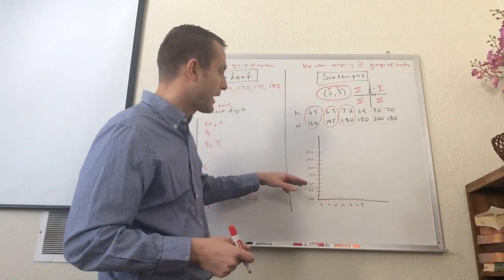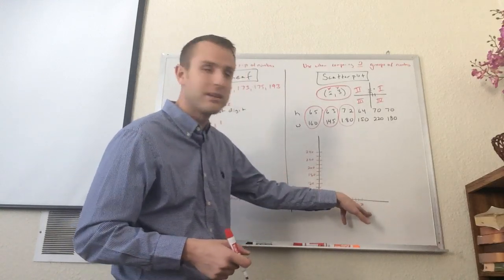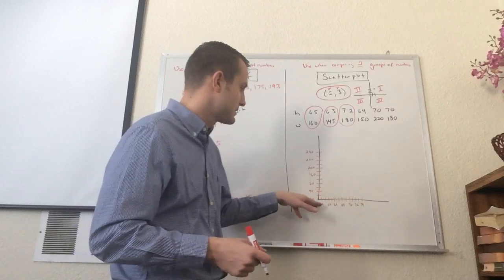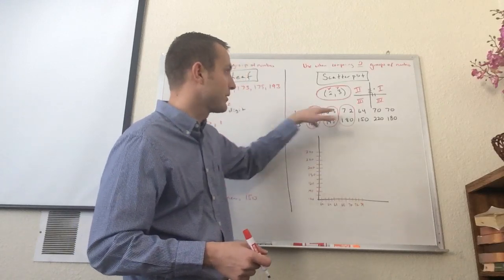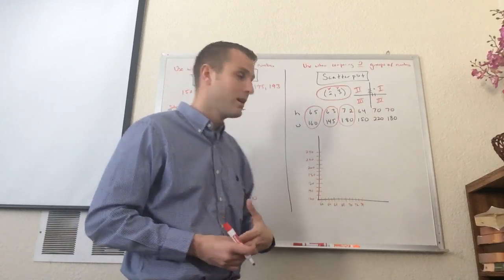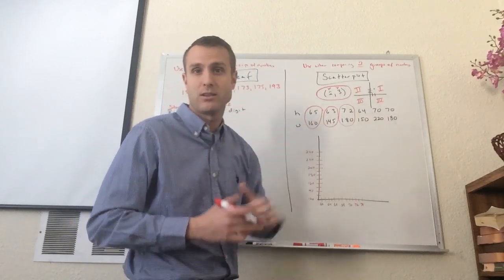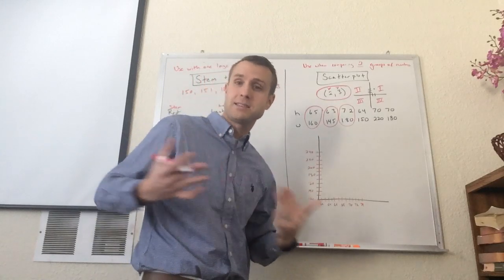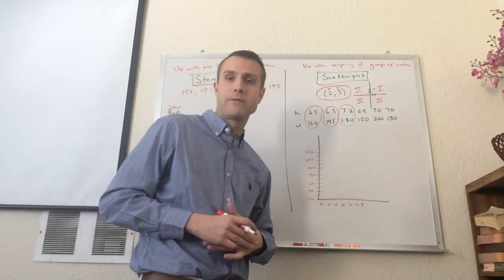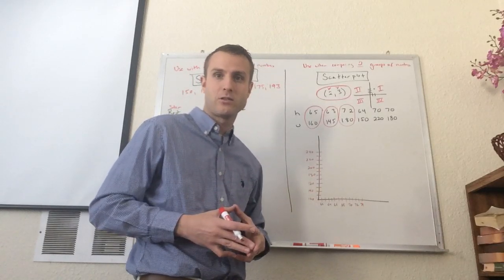Also, you can see here that on the bottom, I've done it one at a time: 61, 62, 63, since all these numbers are pretty close together. But here I've done them by every 10, since these numbers are a lot farther apart. So you can space them however you want to space them, whatever makes sense and whatever is easiest for you.